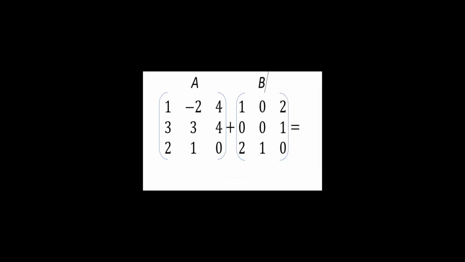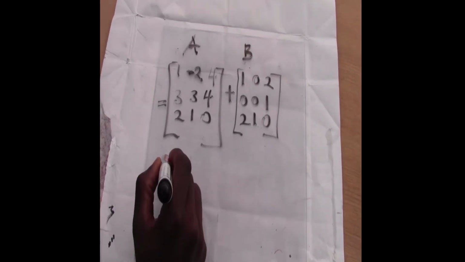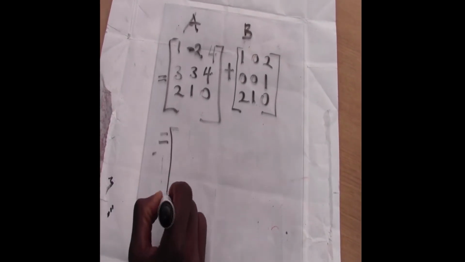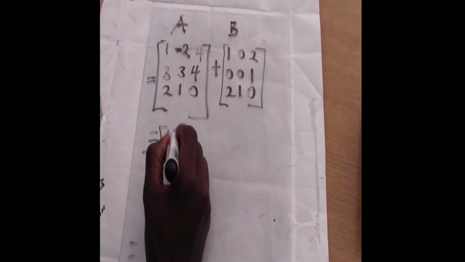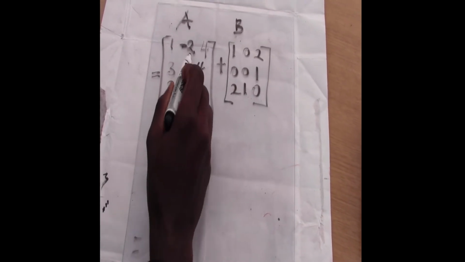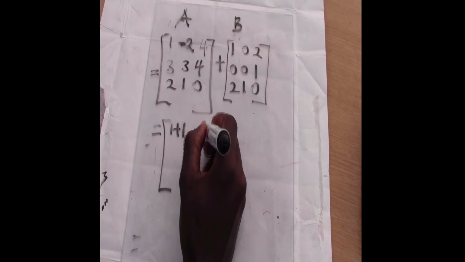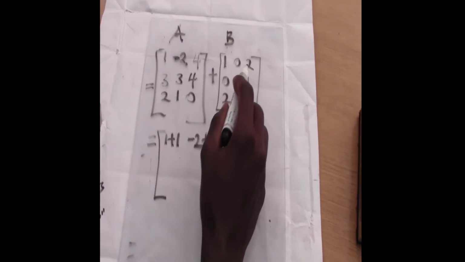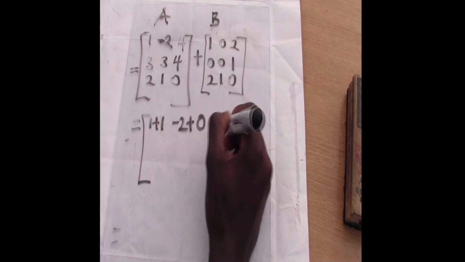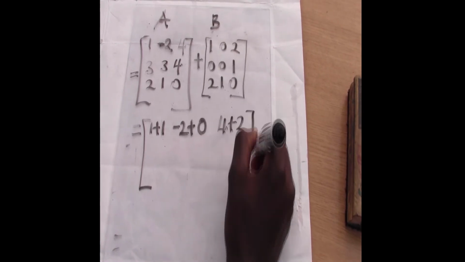So our next matrix is a 3 by 3 matrix. So we are going to do the addition the way we did the 2 by 3 matrix. So the addition here will be 1 plus 1. The next is negative 2 plus 0. And then the other one is 4 plus 2.